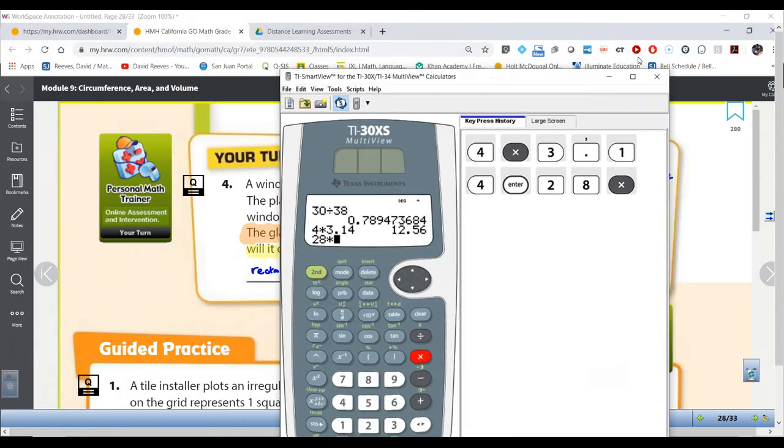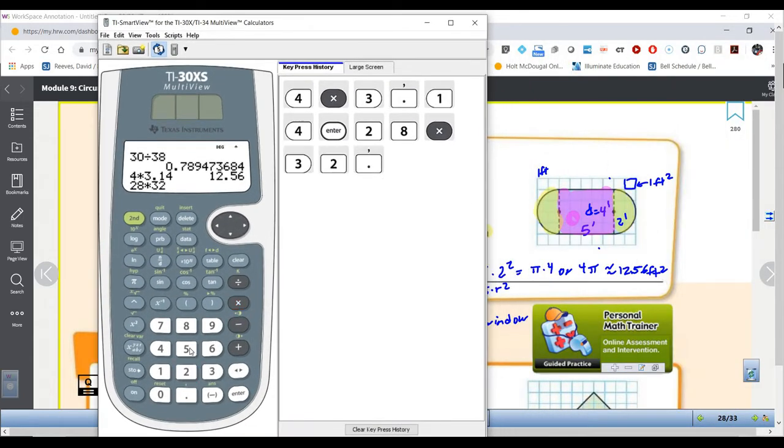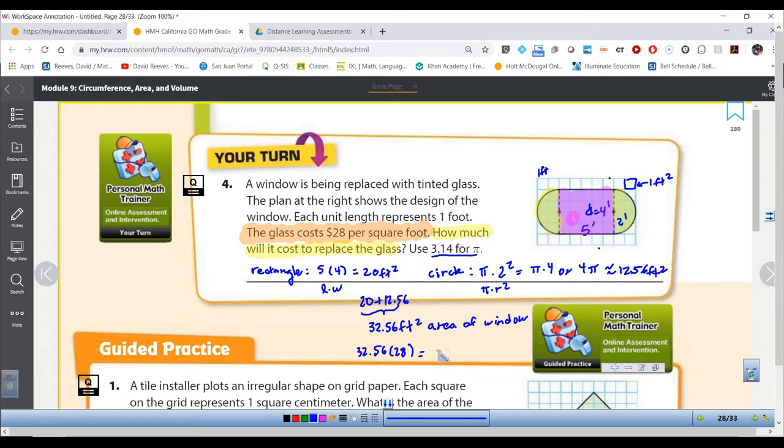So again, let's go back to our calculator, and we're going to do 28 times, what was that number again? 32.56. And when I do that, I get $911.68. So it's just about $911.68. All right. So this was an example of finding the composite figure area. It was a rectangle plus two half circles together. We added those areas together and then we multiplied by the cost per square foot.